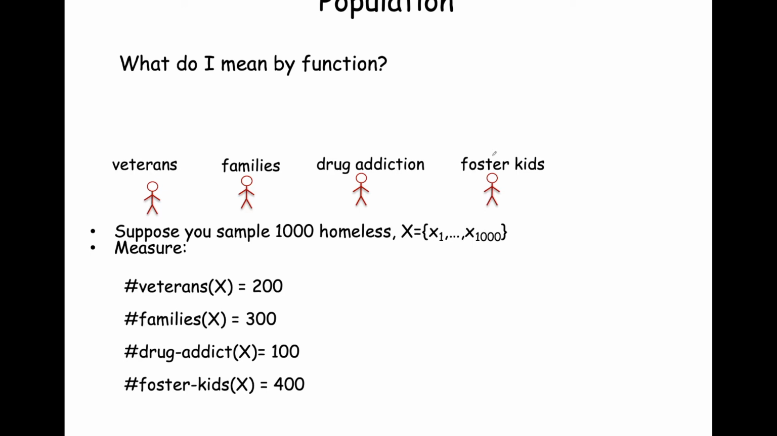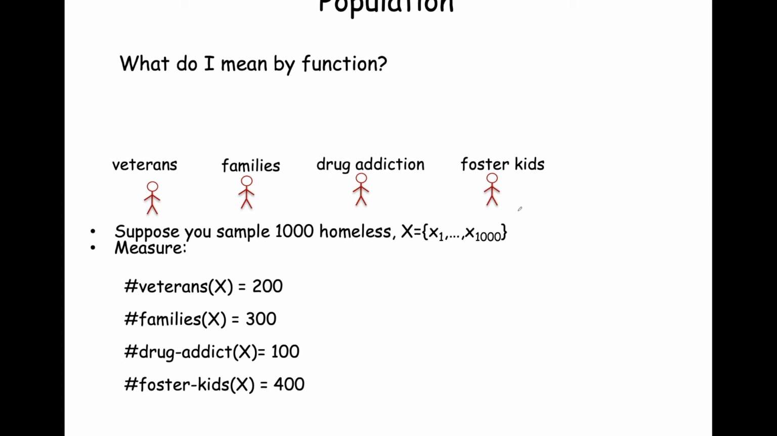So let's take, for example, you sample 1,000 individuals from the homeless population. We're going to label that set of people you sample as big X, and each of the individual samples is going to be a little x. So we have little x1 for the first sample, little x2 for the second sample, up to and including little x1000 for that 1,000th sample, that member of the homeless population.